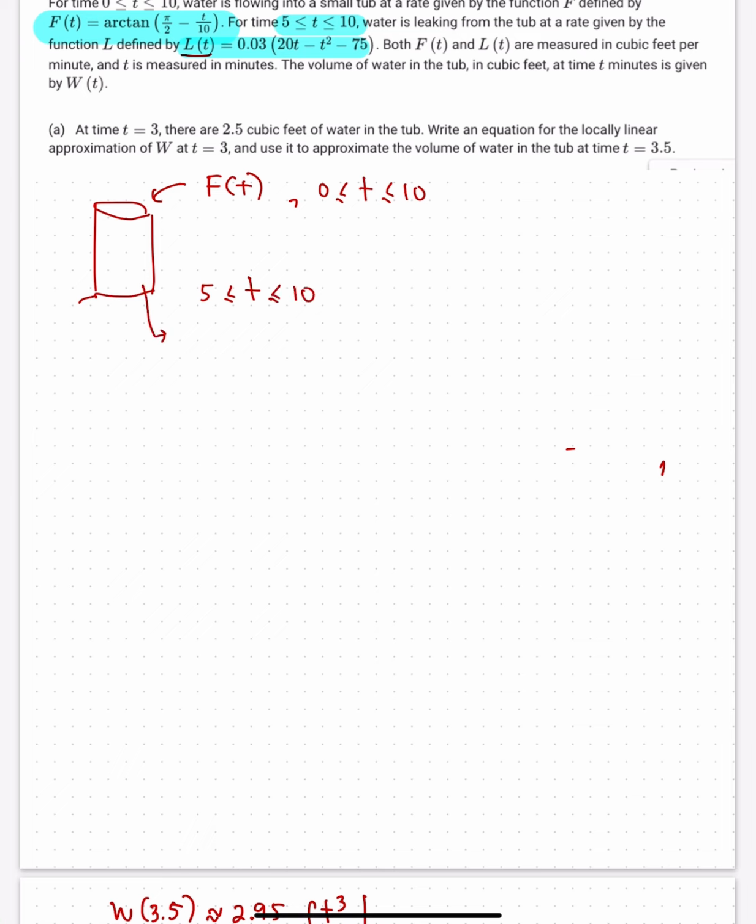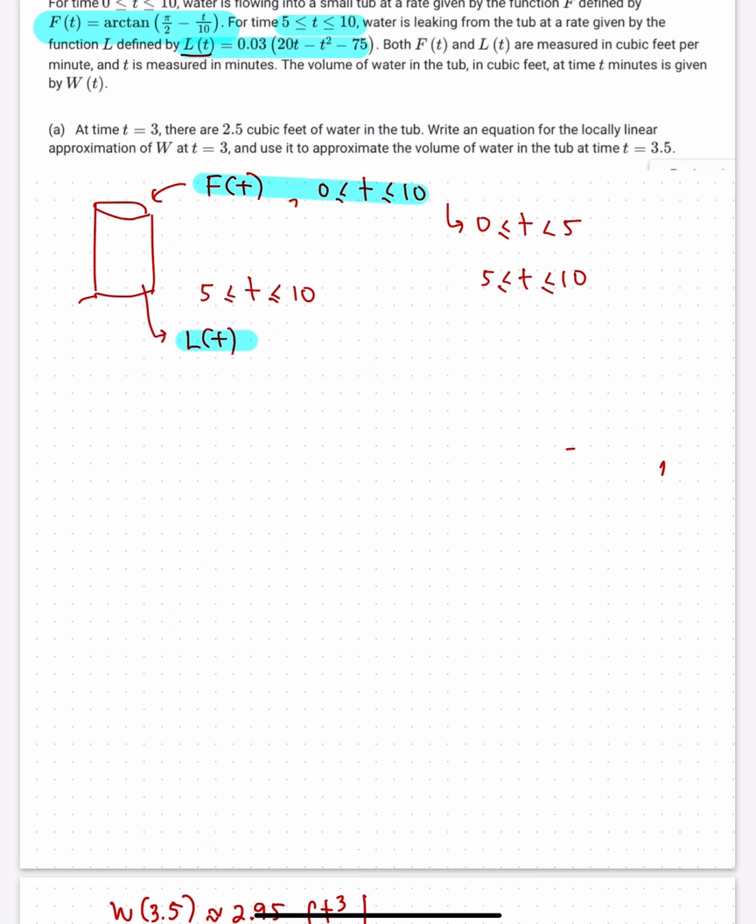So the rate of the leak of the water from the tube is L of t. Okay, so that means f of t and L of t here, both of them are like enemies. So for the rate of water in the tube from 0 until 5, the water is still in the tube. But from 5 until 10, some of it leaks from the tube.